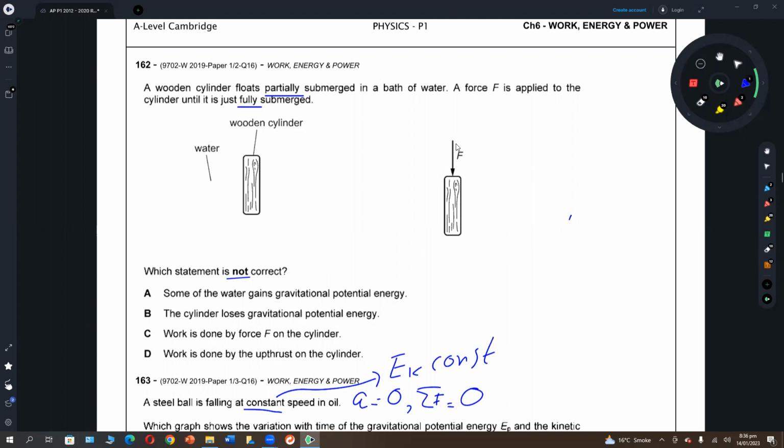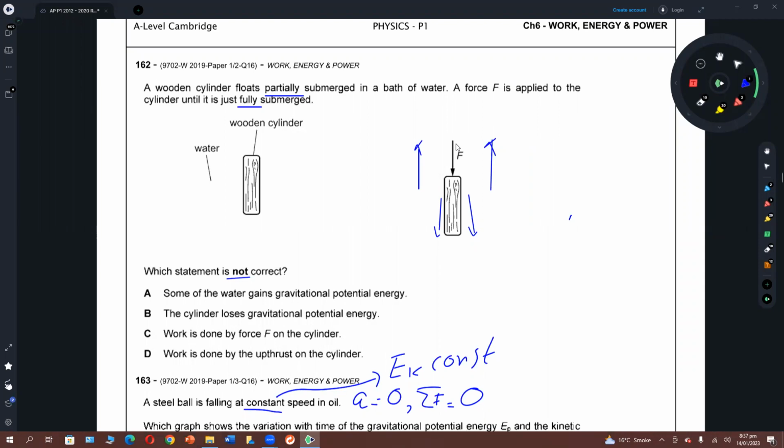Some of the water gains gravitational potential energy. When you are pushing something down, it cannot gain potential, gravitational potential. Usko to lose karni chahiye. Ab ye kya keh rahe hai? Some of the water gains gravitational. Jab ye wooden block niche gaya hoga, to uski wajah se kuch pani upar aayega. Wo jo hota na displacement of water. To ye to sahi hai phir. Jo cheez upar aati hai, wo gravitational potential gain karti hai. The cylinder loses gravitational, ye bhi sahi hai, because cylinder niche ja raha hai. Something going downward will be losing gravitational potential. Something going upward is gaining gravitational potential.